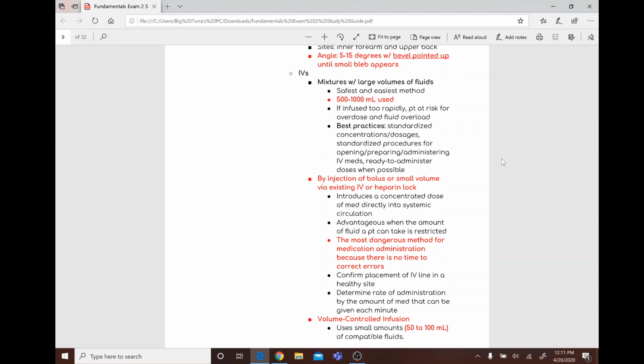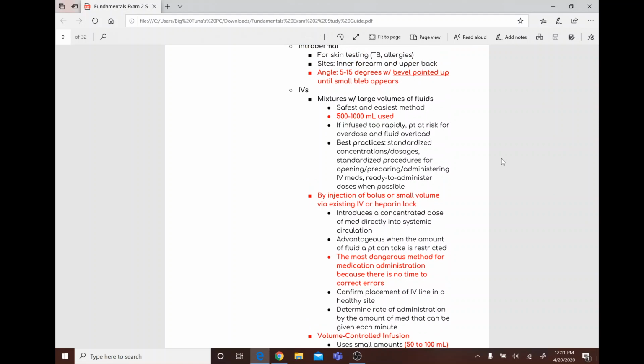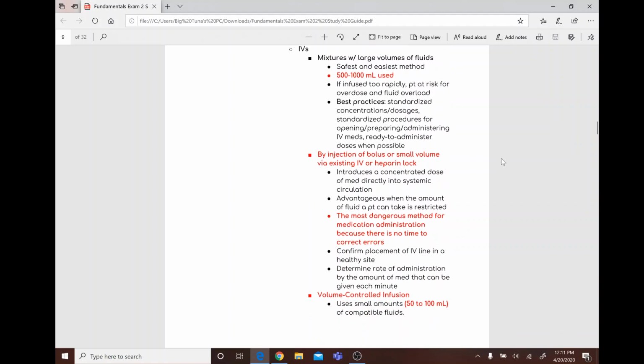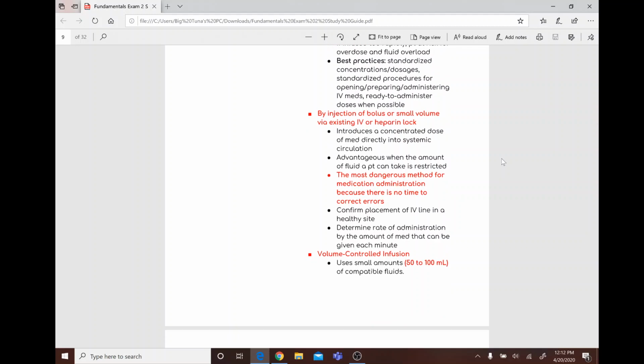If we infuse IV fluids too rapidly, what may happen? They may OD and get fluid overload. Alright. What are the advantages of IV bolus? When the amount of fluid a patient can take is restricted. Why is the IV bolus the most dangerous method for med admin? It's hard. You can't correct the errors.